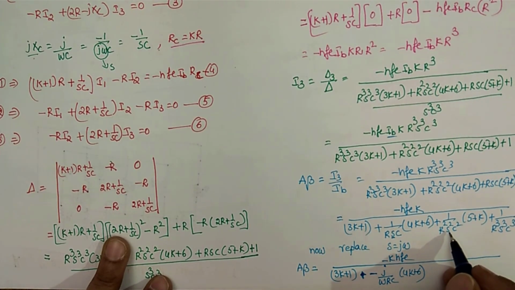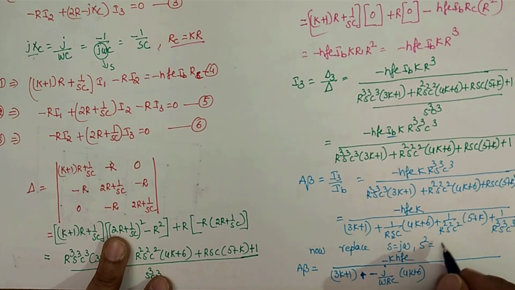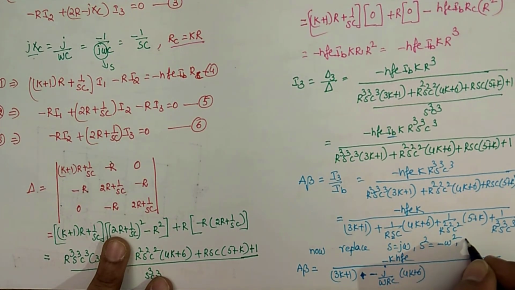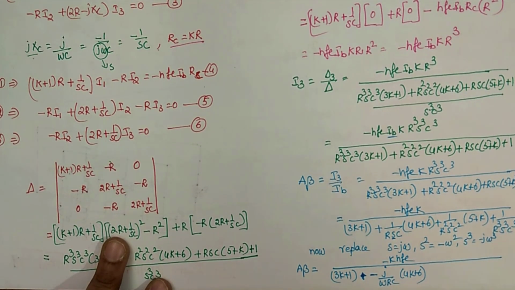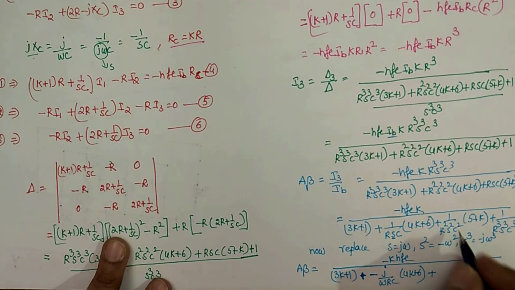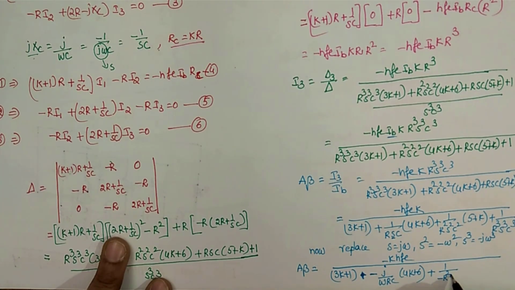Okay. Then here, S square, what is S square? If S is J omega, S square becomes J square omega square, it will be minus omega square. Then S cube is actually J cube omega cube. In that J cube, you can take J square into J. J square is minus 1. So it will be minus J omega cube. Okay. So now what is this term? This term is 1 by minus R square omega square C square of 5 plus K.